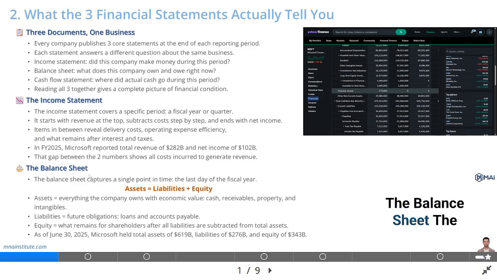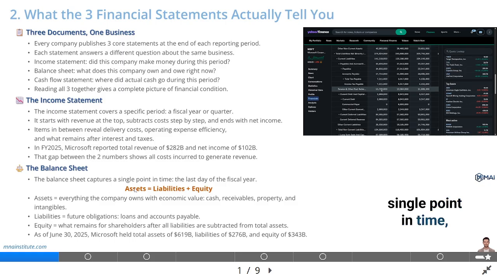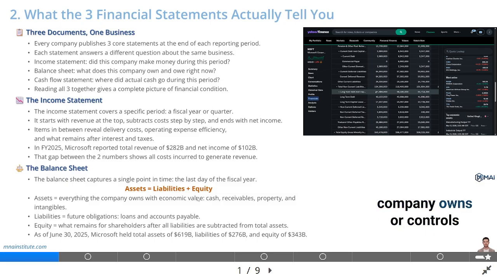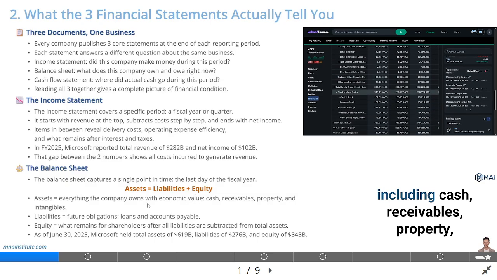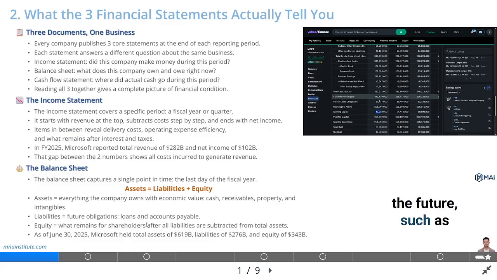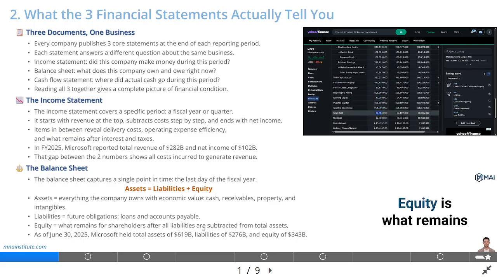The balance sheet. The balance sheet captures a single point in time, such as the last day of the fiscal year. Assets are everything the company owns or controls that has economic value, including cash, receivables, property, and intangible assets. Liabilities are obligations the company must settle in the future, such as loans and accounts payable. Equity is what remains for shareholders after all liabilities are subtracted from total assets.